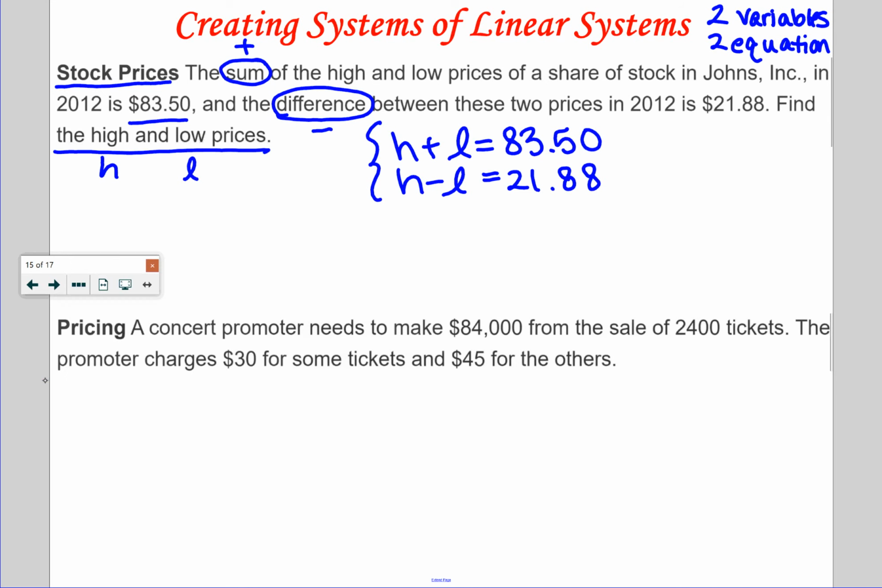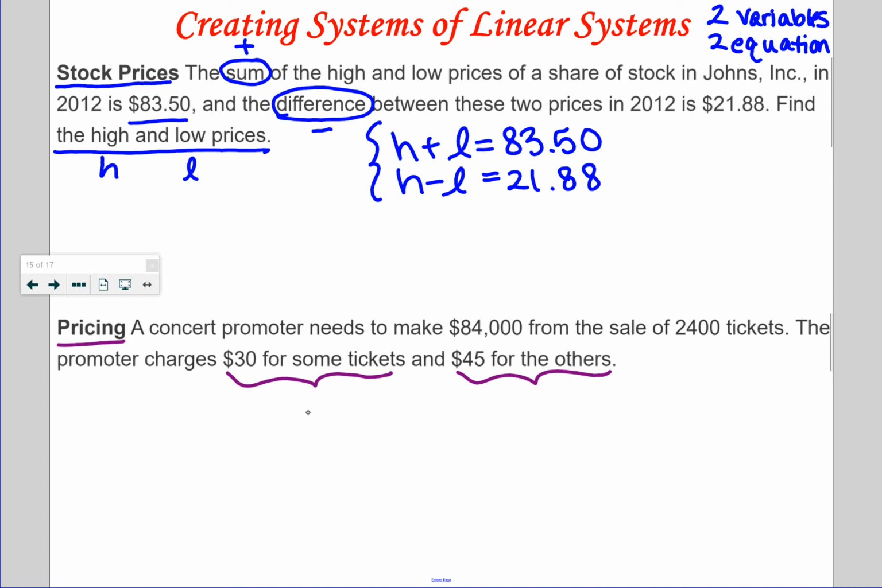In the second one, this has to do with pricing of concert tickets. A concert promoter needs to make $84,000 from the sale of 2,400 tickets. The promoter charges $30 for some tickets and $45 for others. So what we don't know here, what we're solving for, is how many of each type of ticket the concert promoter is going to sell. We know the lower price ticket is $30 and the higher price ticket is $45.